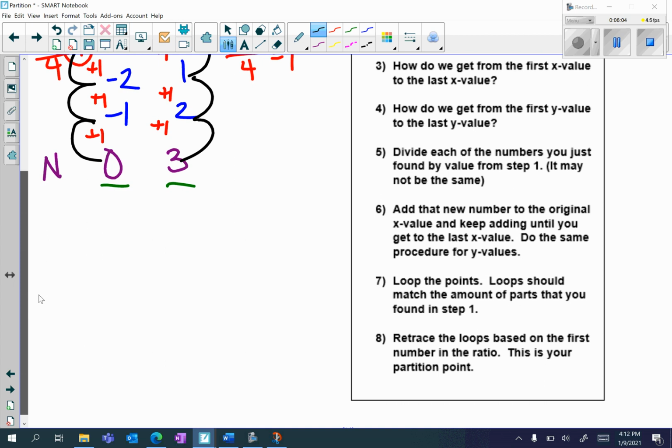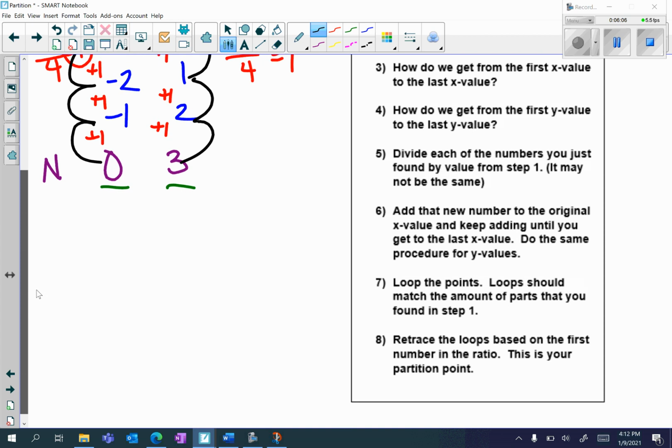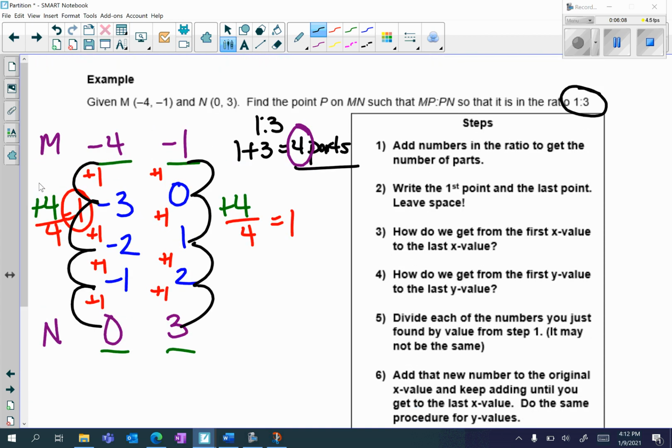Retrace the loops based on the first number in the ratio. This is your partition point. So the first number in my ratio is 1, so I should loop once, retrace my loop once again, and I'm left with -3, 0. So that is going to be my partition point.